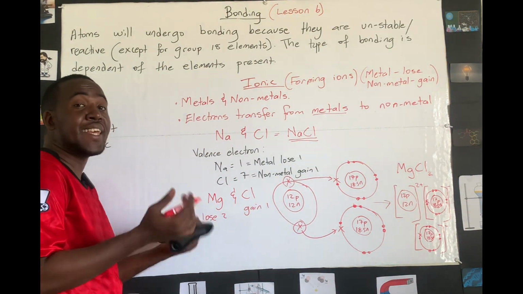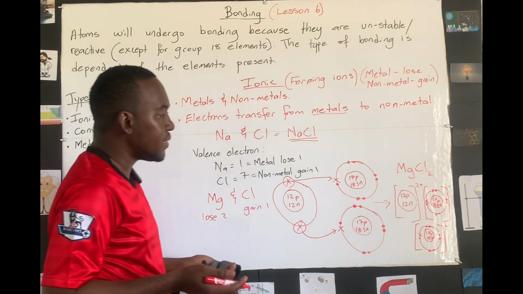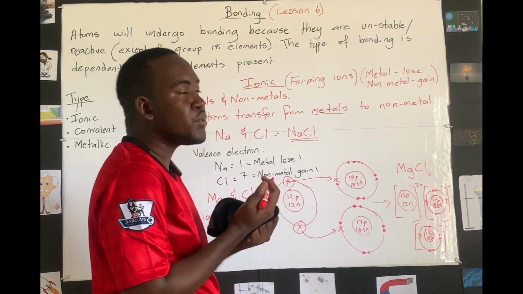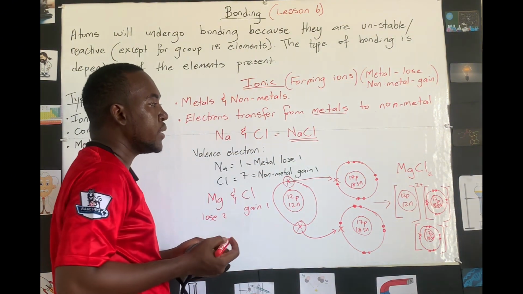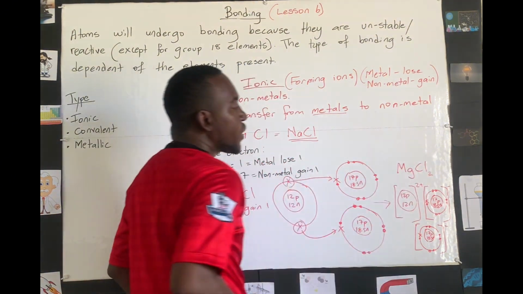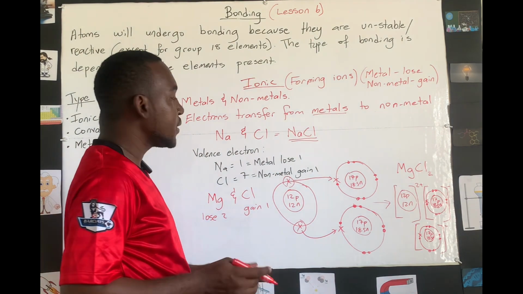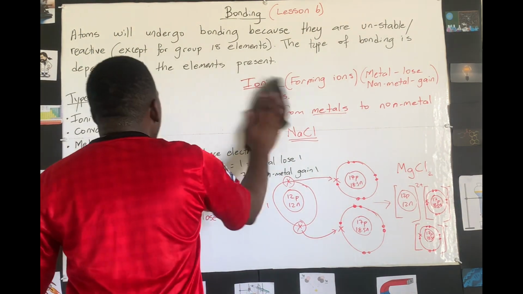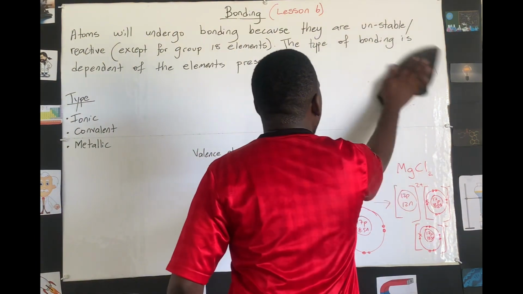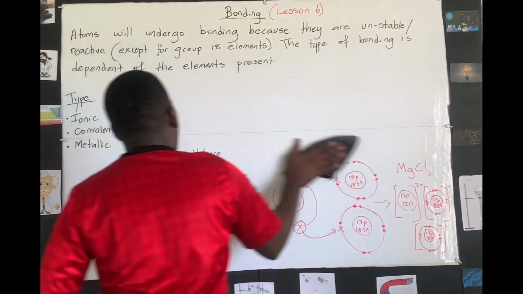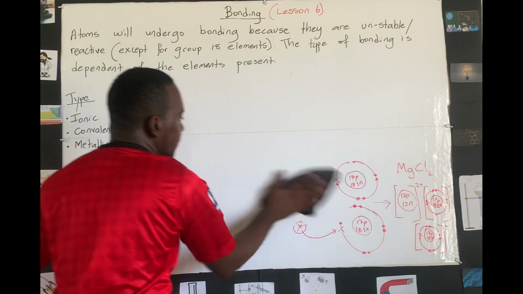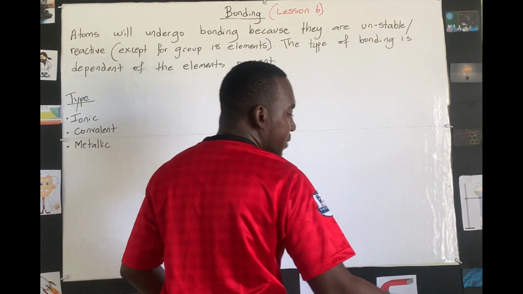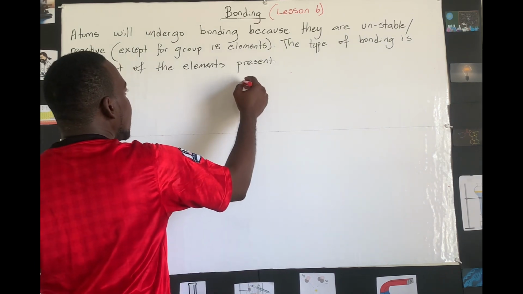Right? Now these compounds, sorry, have a special name. How do we name it? We use the metal first, followed by the non-metal, replacing the -ine with -ide. So for the first one, it's sodium chloride, and the second one would be magnesium chloride. And that's the end of the ionic bonding.